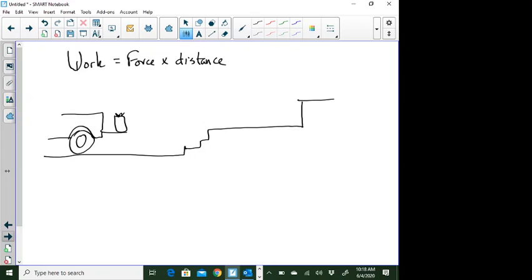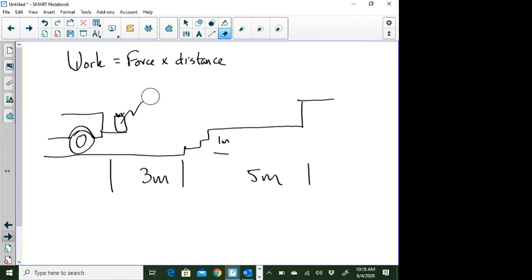Remember this picture? So, I've got a bag of groceries on my truck. And I'm going to take that bag of groceries, I'm just going to slide it off the back of the truck. I'm going to hold it, bring it in, go up these stairs, bring it over here, and slide it onto the counter. Okay. The weight of the bag of groceries is 100 newtons. What I want to know is, how much work have I done?